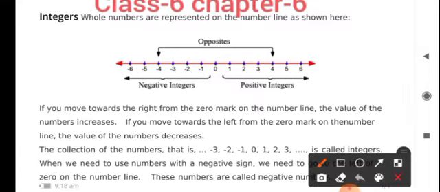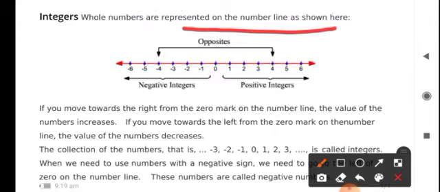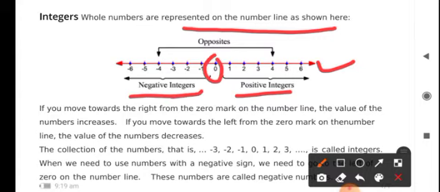Integers and whole numbers are represented on a number line. We know what a number line is, isn't it? You can see a number line drawn here. The left-hand side right after 0 are negative integers and the right-hand side of 0 are positive integers.